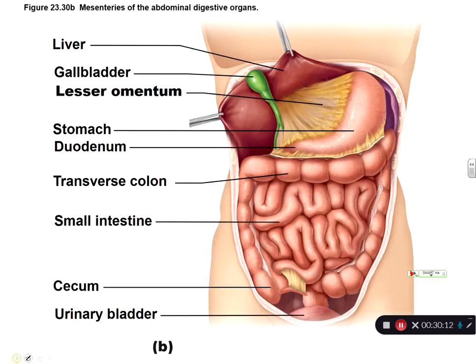So here's a picture from your book that shows the lesser omentum really well, right? So you can see it's tethering the stomach up to that liver. The greater omentum does not show very well. It shows a little edge of the greater omentum right there, but they've cut it off. So the greater omentum normally would cover over all of the intestines, the small and large intestines.